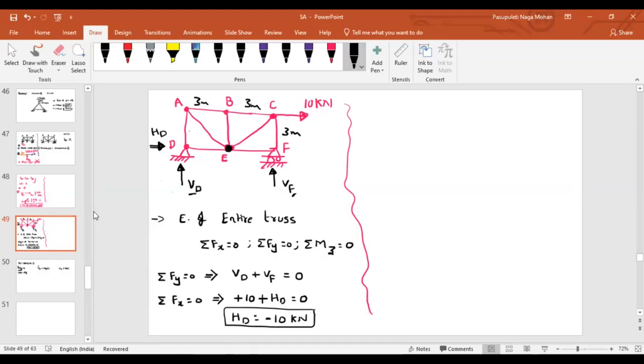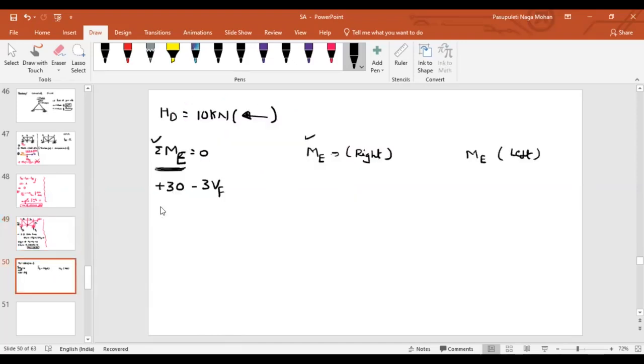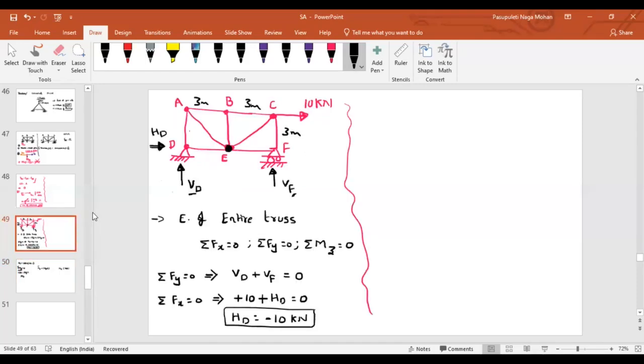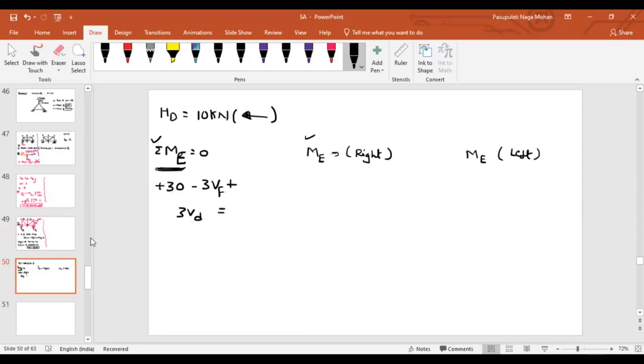Now, because of this VD, what is the moment at point E? VD into perpendicular distance, which is 3. So VD into 3. Again, it is in clockwise direction, so plus 3 times VD. Because of this HD, will there be any moment at point E? No, sir. Why? Because this HD will pass through the point E. As the line of action of HD is passing through E, there won't be any moment. So this is the equation if you are speaking about moment at point E.